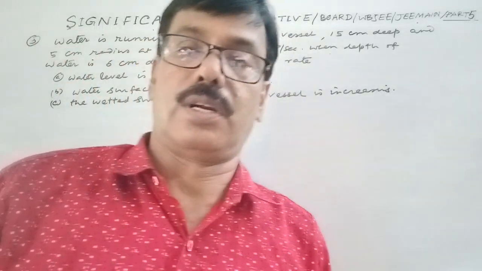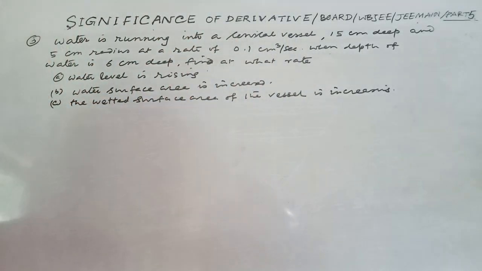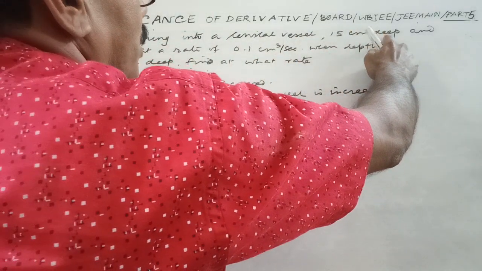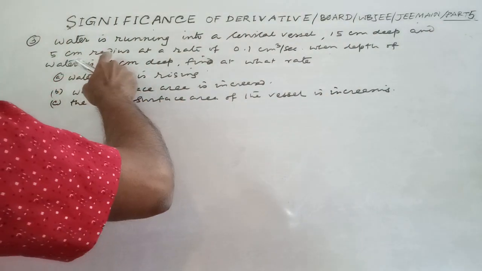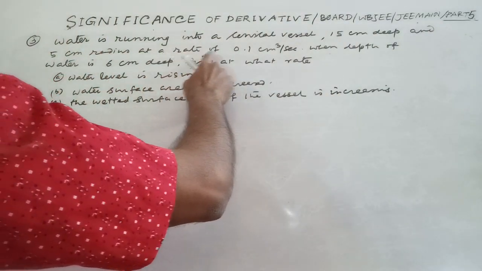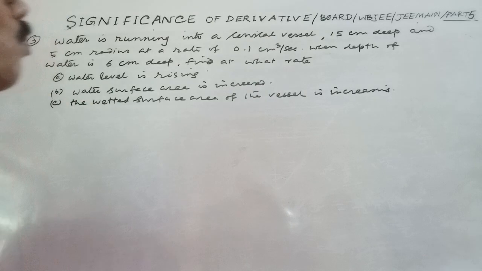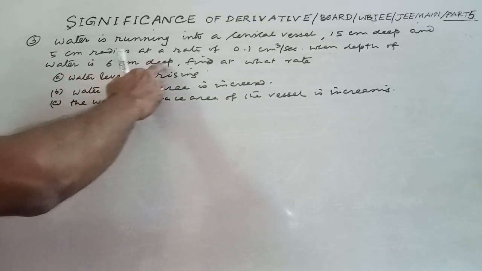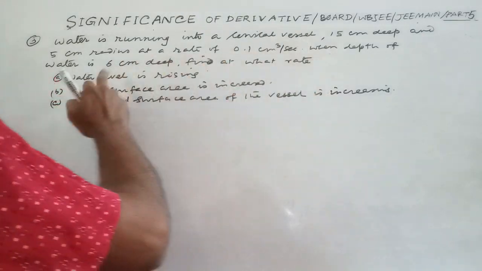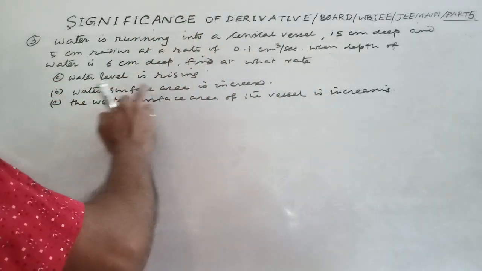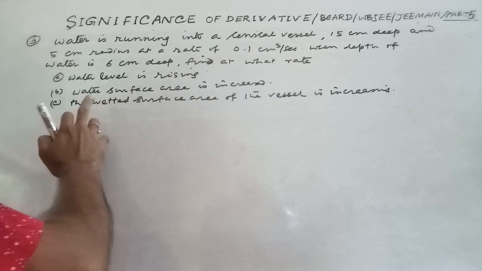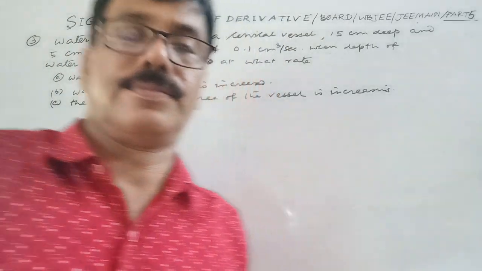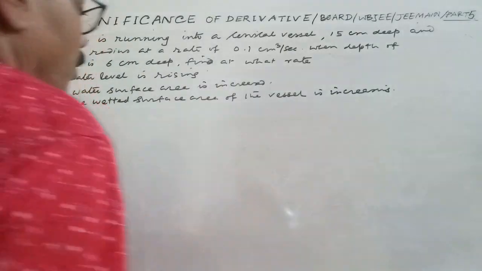Now one more general problem. Water is running into a conical vessel 15 cm deep and 5 cm radius at a rate of 0.1 cm cube per second. The depth of the water is 6 cm. Find at what rate the water level is rising, the water surface area is increasing, and the wetted surface area of the vessel is increasing. So exactly the same problem.